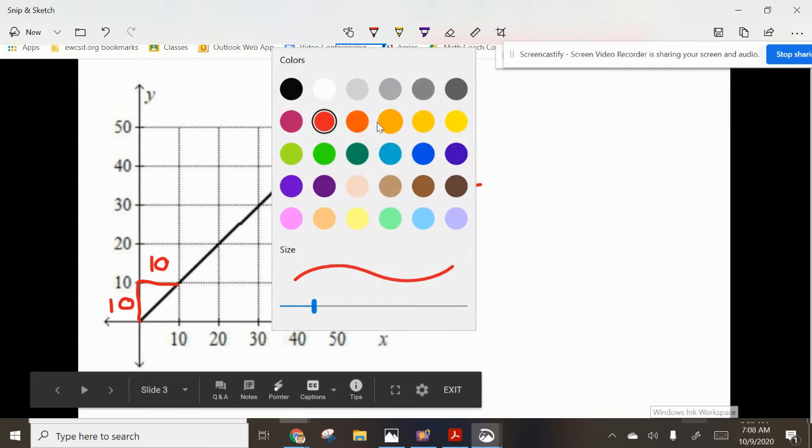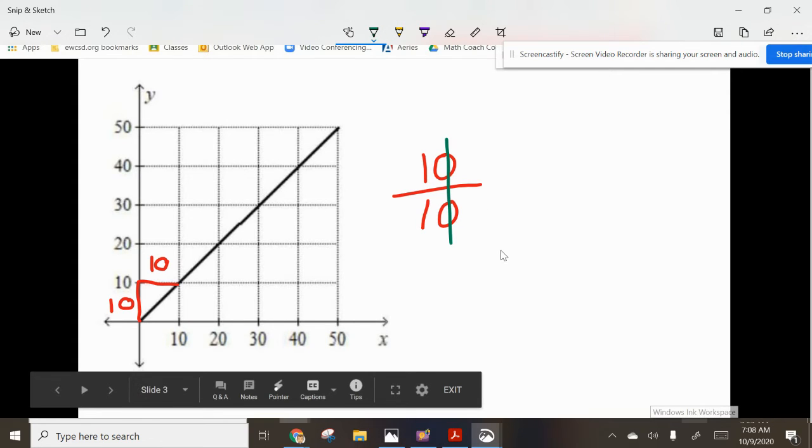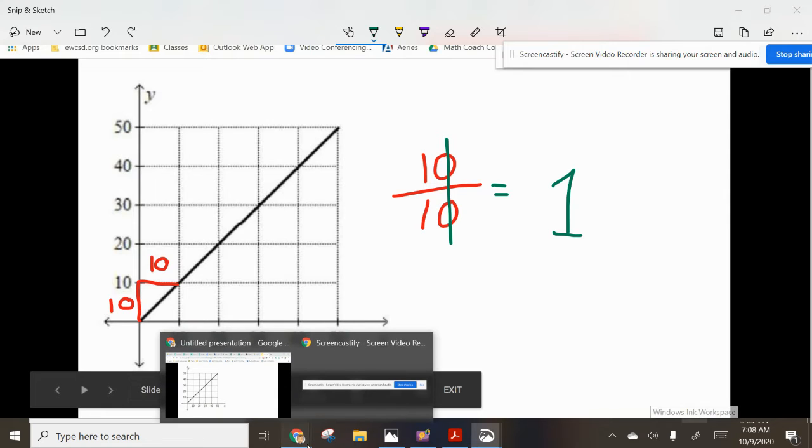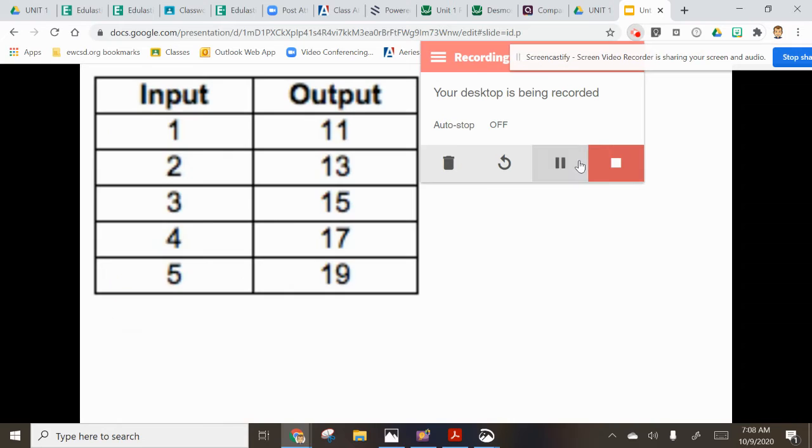But what can we do to make it look prettier? Can we cancel this out? So really, is it just 1 over 1? So my slope becomes 1. All right? Oh, that could have been neater. All right? So you have to remember, you can always reduce the fraction. You can always reduce the fraction, guys.